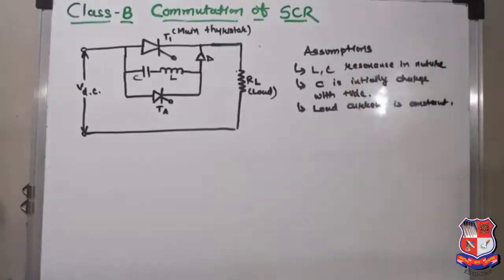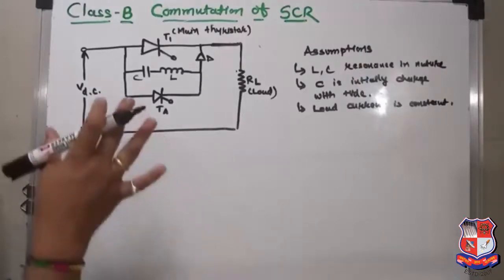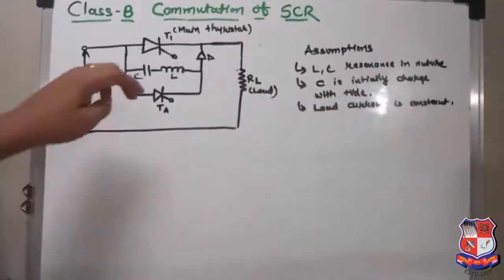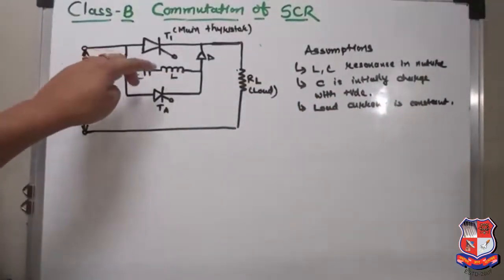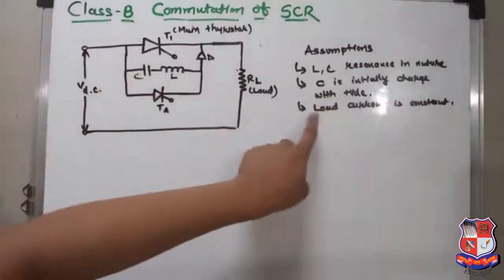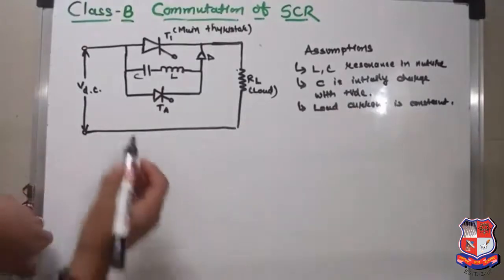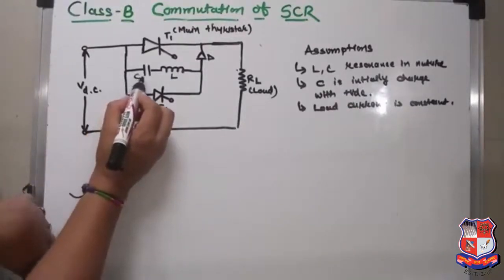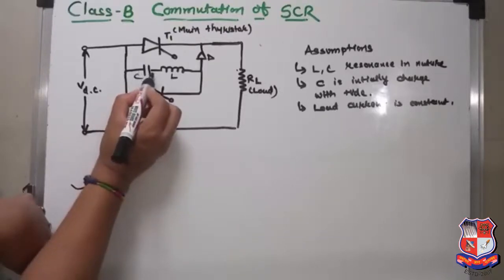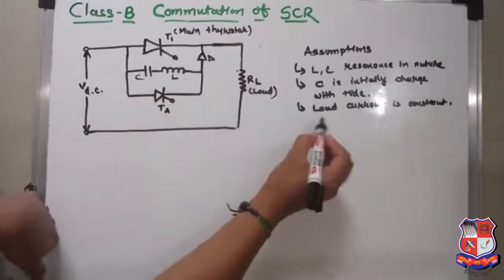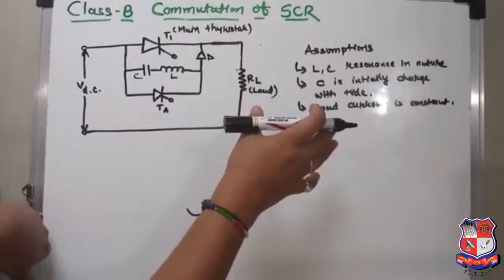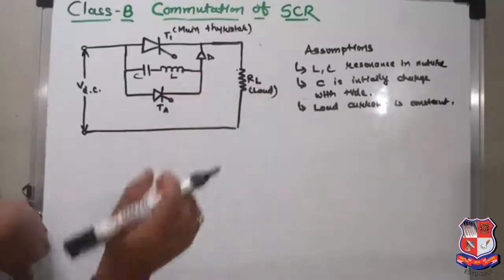These are the few assumptions made before we start to learn about the class B commutation. L and C form the resonance, meaning inductor L and capacitor C are connected in series and are resonant in nature. Then C is initially charged with VDC, meaning the capacitor is initially charged with the left hand side positive with respect to the right hand side. And also the load current is constant. These are the assumptions made before we learn about the circuit.